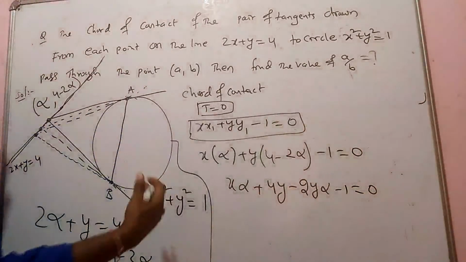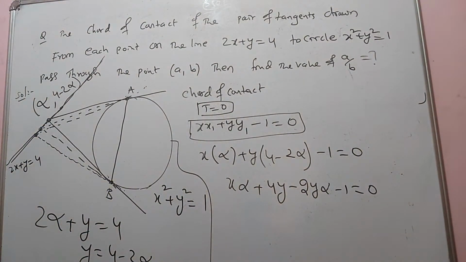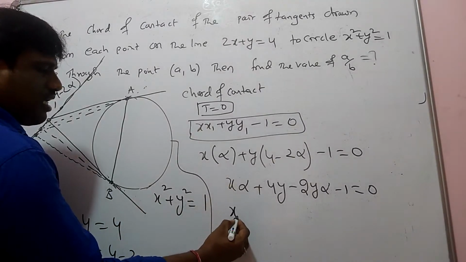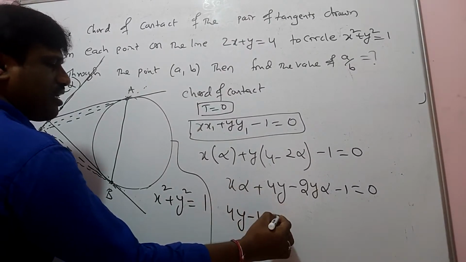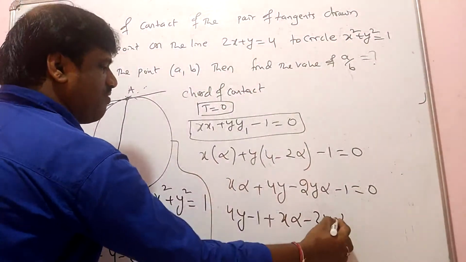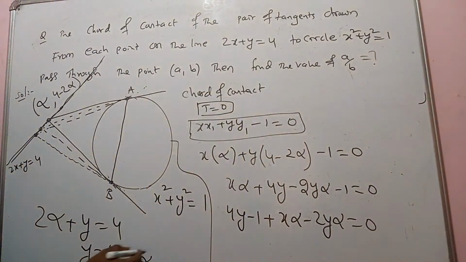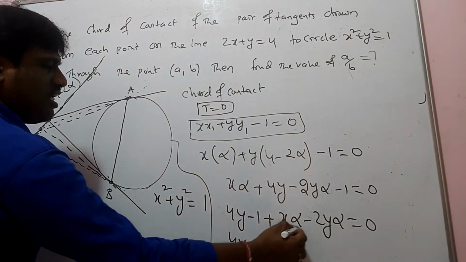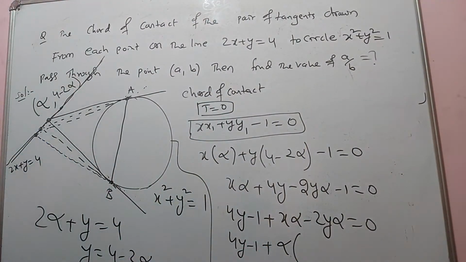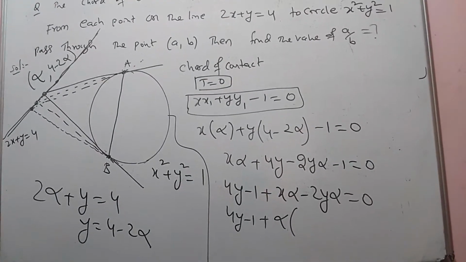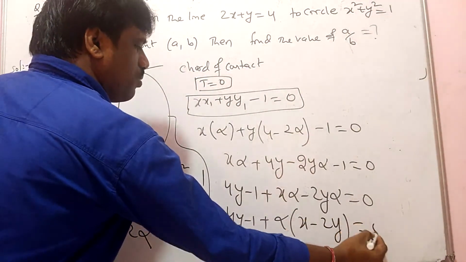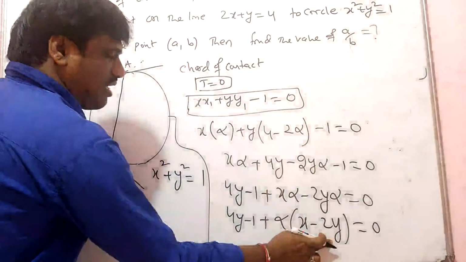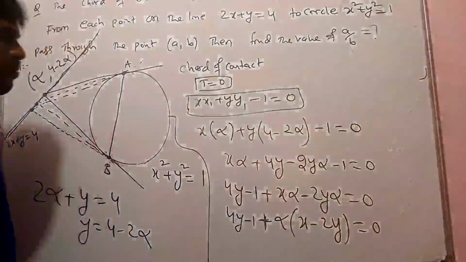So alpha terms on one side, and without alpha on the other side. Alpha terms here are x alpha minus 2y alpha. Without alpha, what are there? 4y minus 1. So 4y minus 1 plus alpha, if I take alpha common, then I get x minus 2y is equal to 0. Means this is one line, and 4y minus 1 is equal to 0.